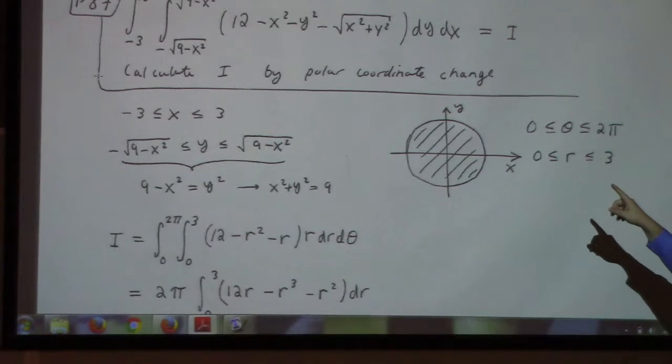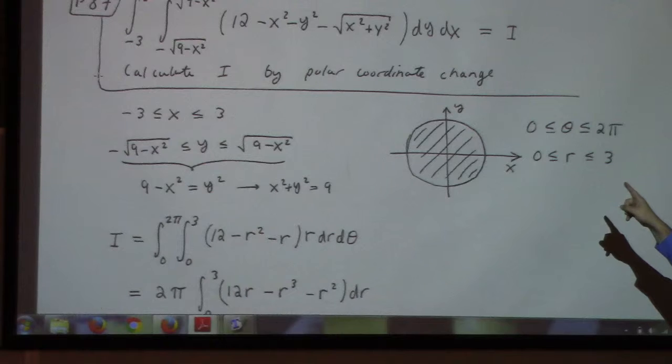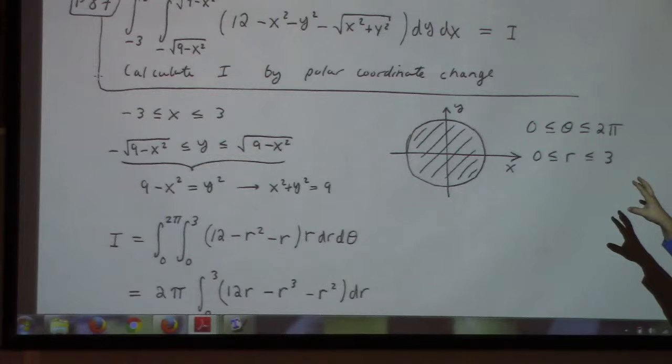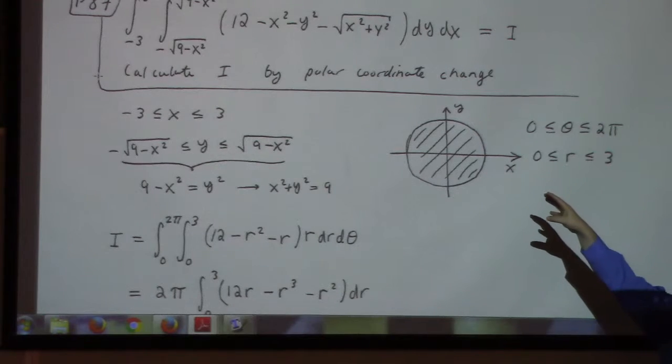And then I look at the integrand, which is 12 minus r squared minus r. Can you see that? You should see that. You should be looking for x squared plus y squared, or minus x squared minus y squared as being r squared, right? Look for that. Because I may not be so kind as to give you a problem that says use polar coordinates to substitute. Maybe I just want you to know that.